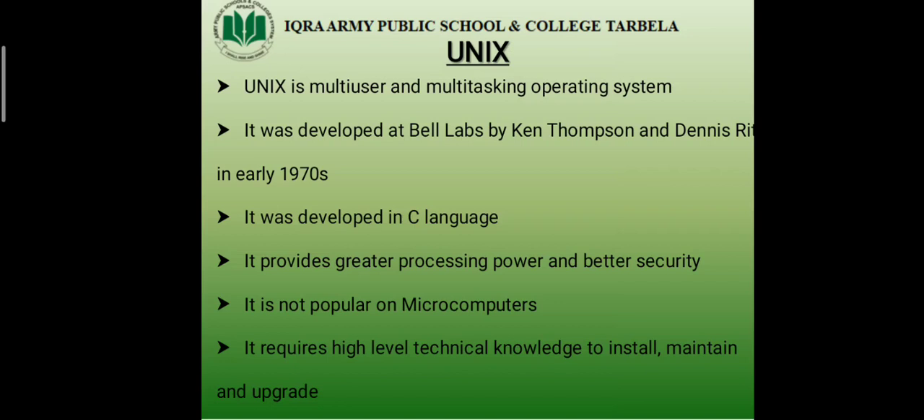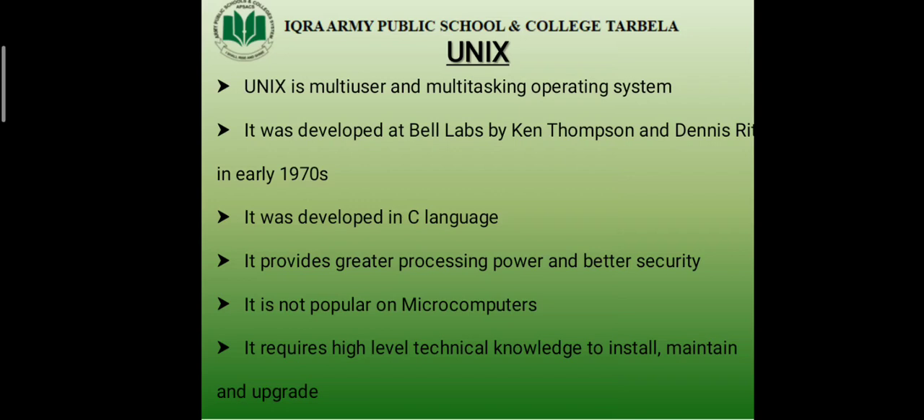Now the next commonly used operating system is Unix. Unix is a multi-user and multitasking operating system. What does it mean? That it allows multiple users to perform multiple tasks at the same time. It was developed by Ken Thompson and Dennis Ritchie in the early 1970s at Bell Laboratories. The programming language that was used to develop Unix was C language.